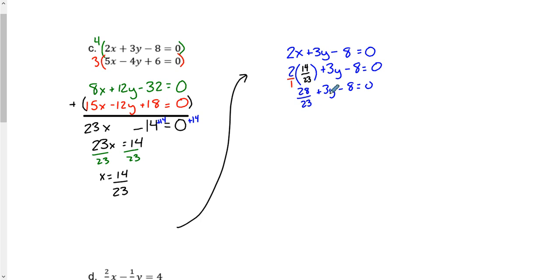But we want to get our y by itself. We want to solve for our y. So I'm going to subtract a 28/23 and add an 8 over. So if I add an 8 over and I subtract a 28/23, I'll have my y term by itself.